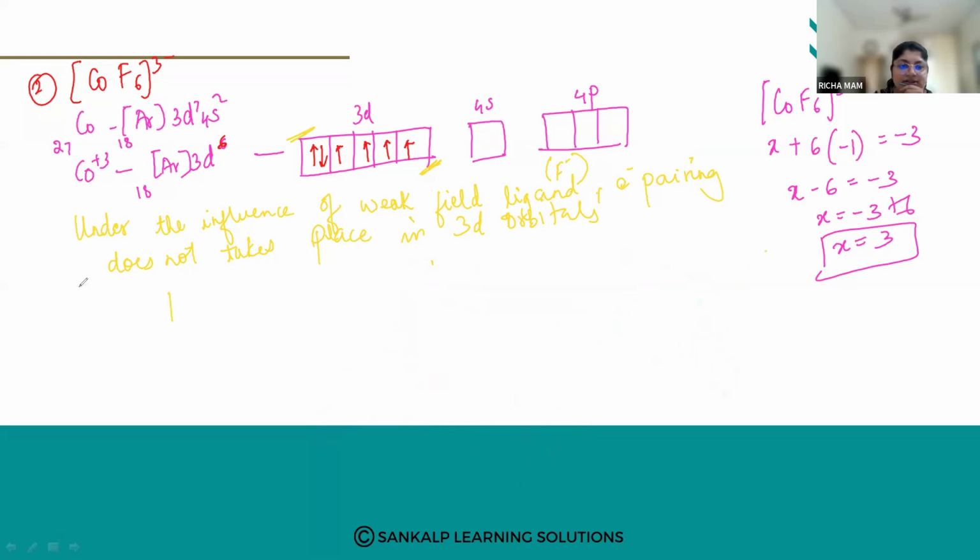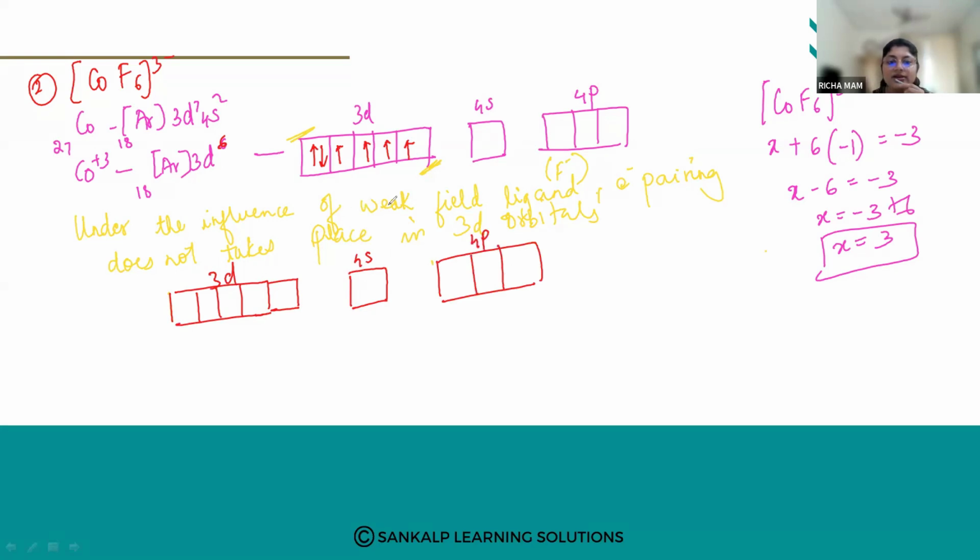So let us see, if I write the electronic configuration now here. How many? 3, 4, and 5. Then it is 3D, 4S, and 4P. So under the influence of what will happen? Now what is happening here? Under the influence of the weak field, again like your F minus ion, the electron pairing does not take place in 3D orbitals. Thus we are going to use the outer d orbital complex.